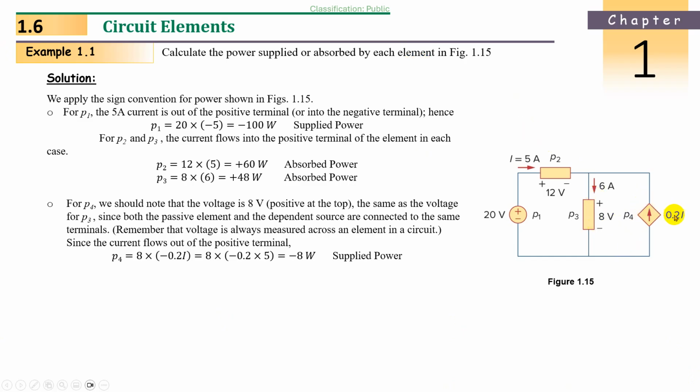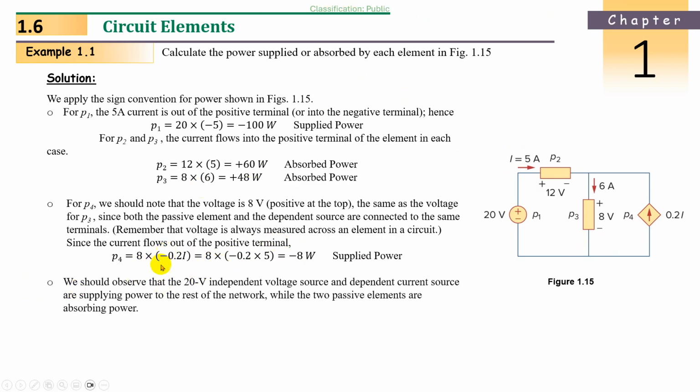And what is the current? 0.2 I. But how is the current going? Out of the plus terminal, so it is negative. So 8 multiplied by minus 0.2 I. What is I? Because it is a controlled source, where is it controlling? Here. What is I here? 5. So substitute 5 here, 0.2 times 5 is 1. So it is minus 8 watts. So it is supplied power. Like this we are supplying the power.